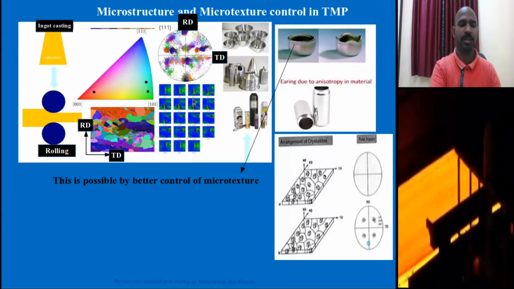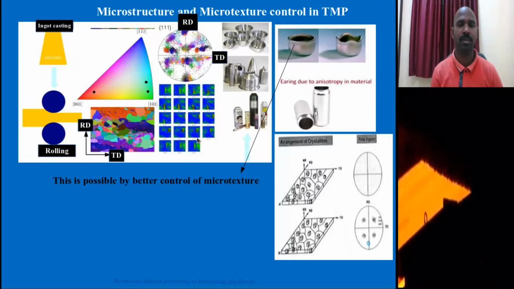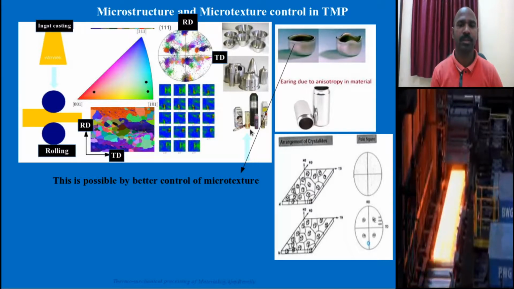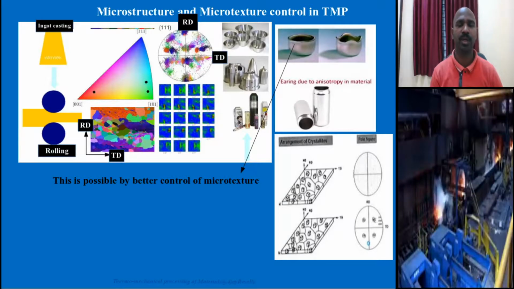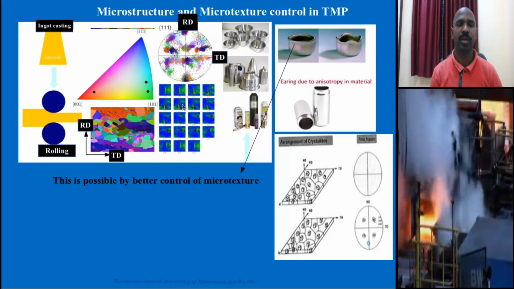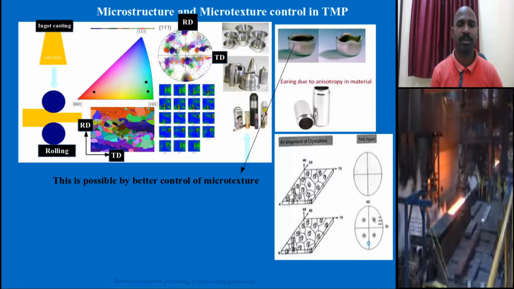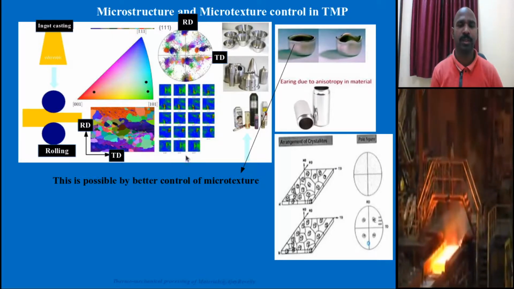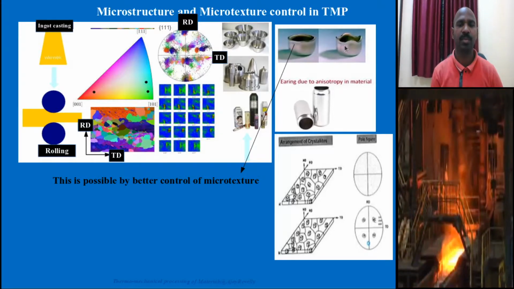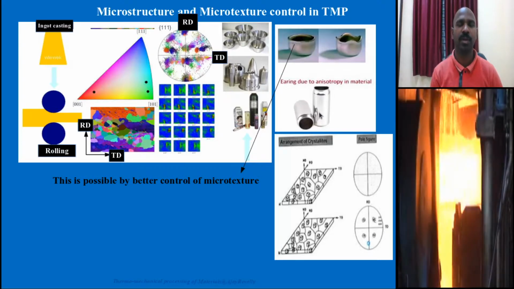It can be interpreted with respect to the orientation distribution function maps, ODF maps. These are the components that are manufactured. You get this particular accuracy by controlling the microstructure and texture: texture by the IPF, pole figure and ODF, and microstructure by scanning electron microscopy. And these are a few of the defects that usually come out in the TMP process. So how do you control them?